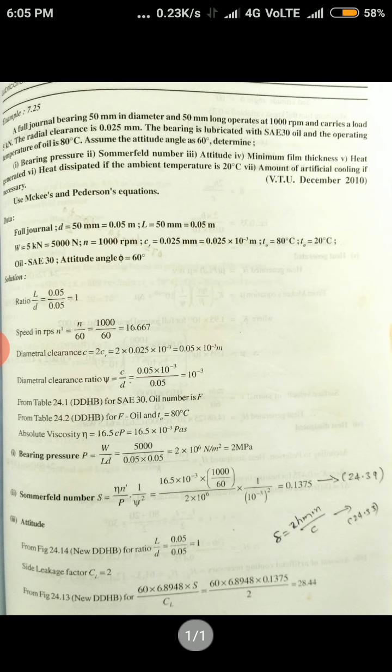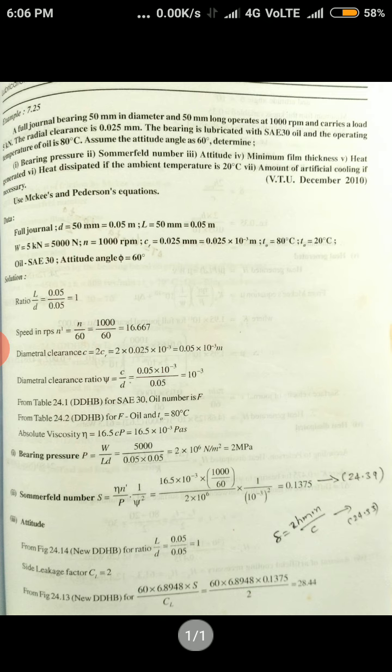A full journal bearing 50 mm in diameter and 50 mm long operates at 1000 rpm and carries a load of 5 kilonewton. So diameter is 50 mm, length is 50 mm, speed N equal to 1000 rpm and load W equal to 5 kilonewton. The radial clearance c_r is 0.025 mm. So convert all these into meters before you do the calculation. The bearing is lubricated with SAE 30 oil, and the operating temperature of the oil is 80 degrees Celsius. So T_o equal to 80 degrees Celsius.